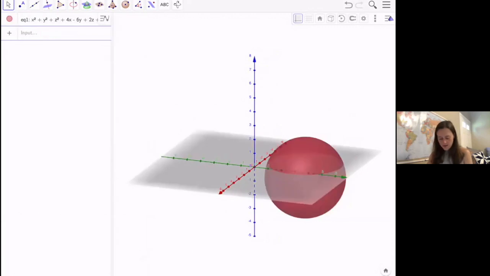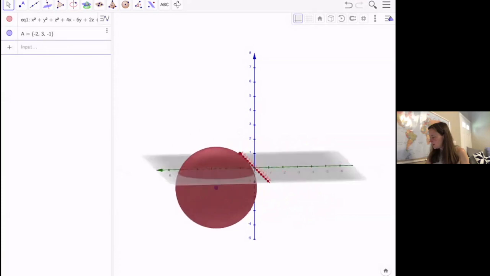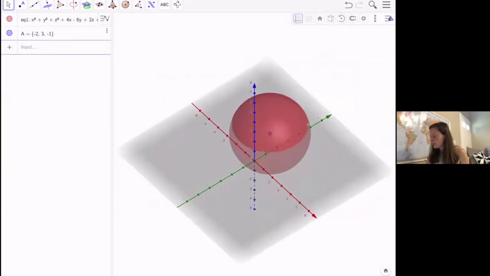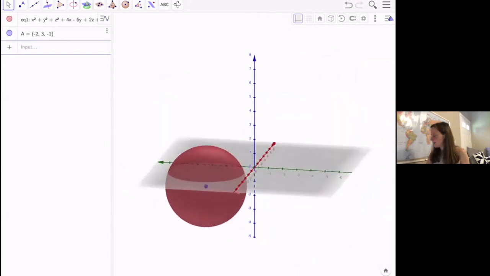Okay, and we figured out that the center was at -2. Let me plot that point. (-2, 3, -1). Right, and if I plot that point, it looks like that point is sitting right there in the middle of that sphere. It's a little hard to tell if the radius is the square root of 8, but we'll just kind of believe that we did that right.